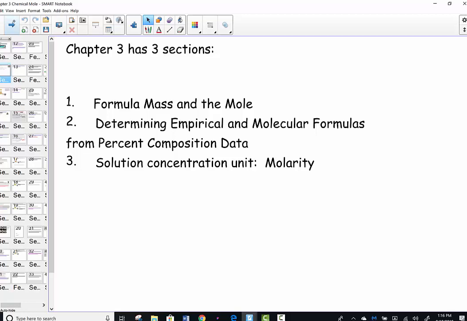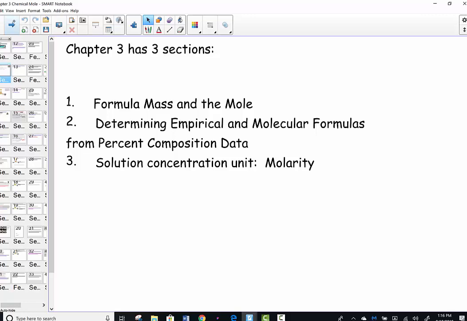So if I know a compound's mass percent, the elements and their contribution to the weight, we can use that information to determine its chemical formula. And the last section is called molarity, which is the concentration of a solution.